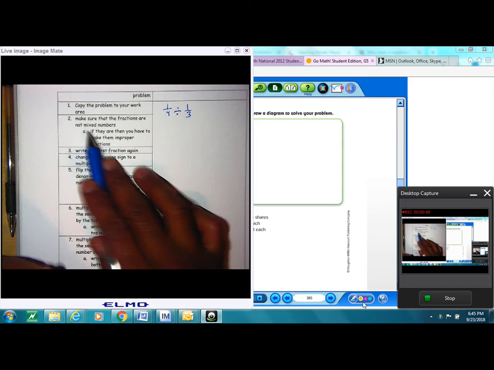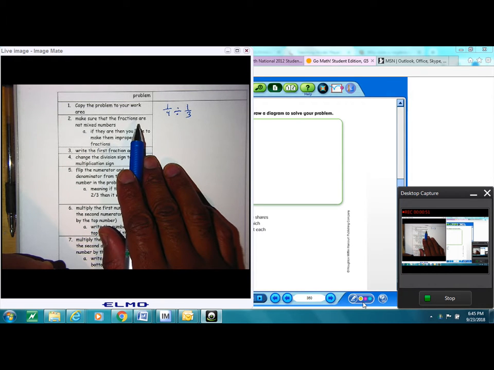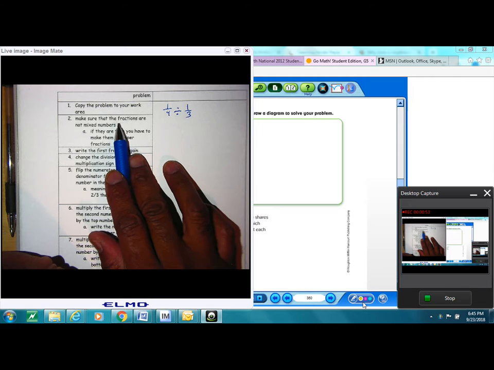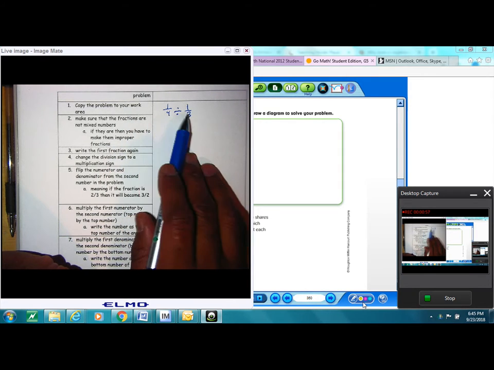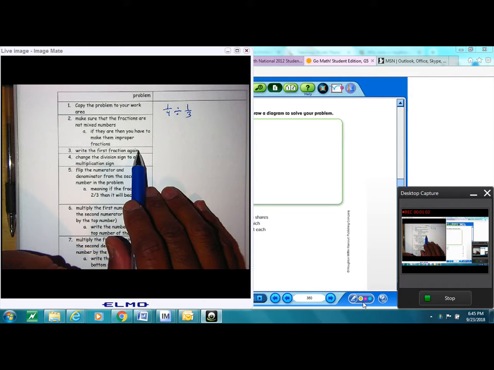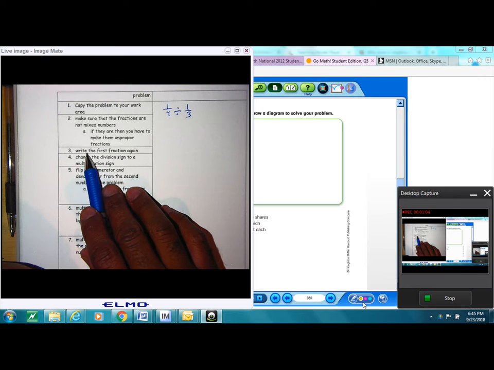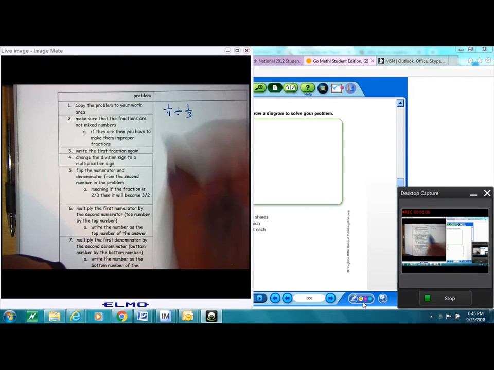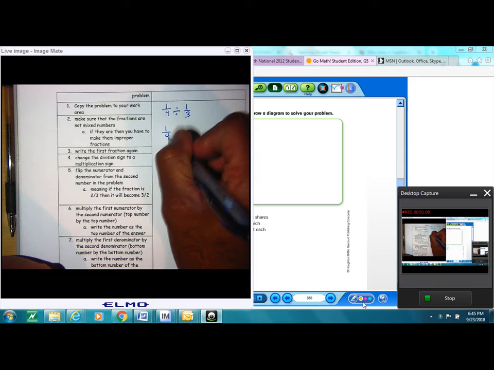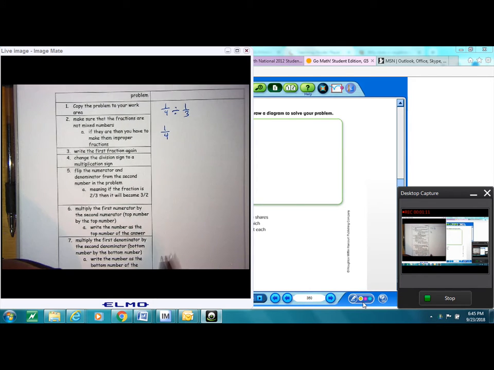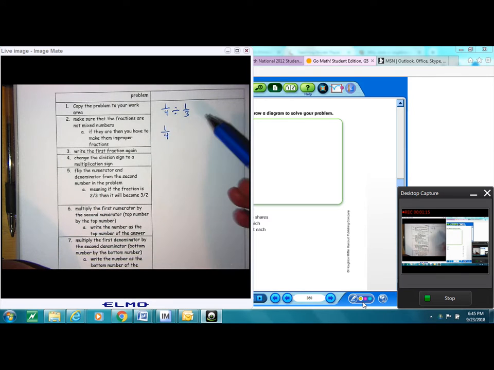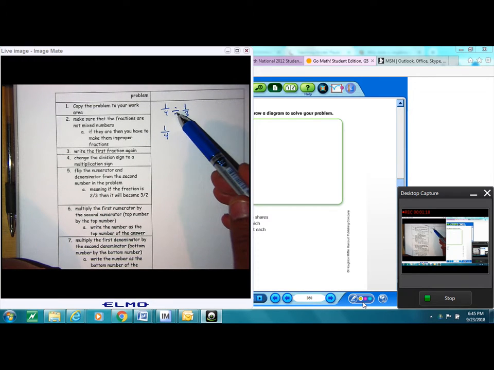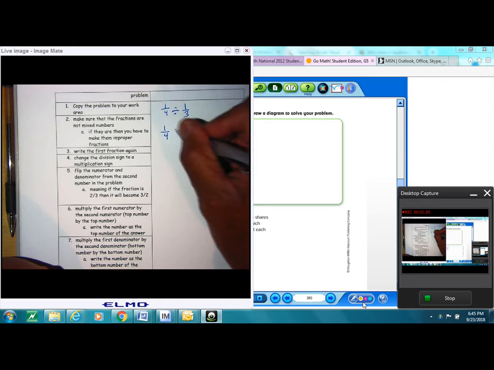The second step says make sure that the fractions are mixed numbers. And in order to be a mixed number, it has to have a whole number and then the fraction part. Neither of these is a mixed number, so we're ready to move on. The next step says write the first fraction again. That means I write 1/4 again. The next step says change the division sign to a multiplication sign. That means they want me to change this sign, the division sign, to a multiplication sign.